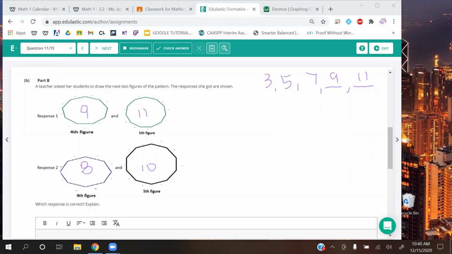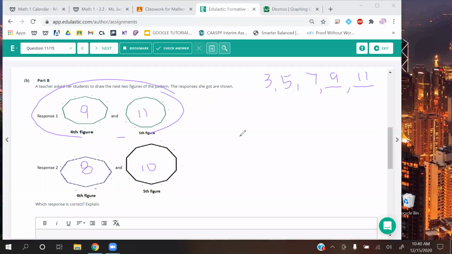Well, that's not right. If we want our pattern to be continuing, we should get 9 and 11 next because it increased by 2 every single time. We had 3, 5, 7. We should get 9 and 11 next. So response 1 has to be correct.